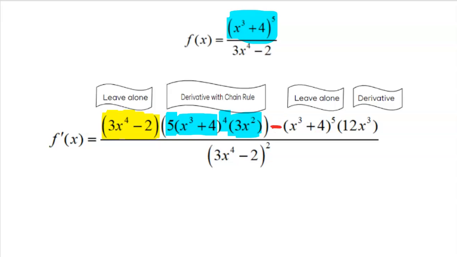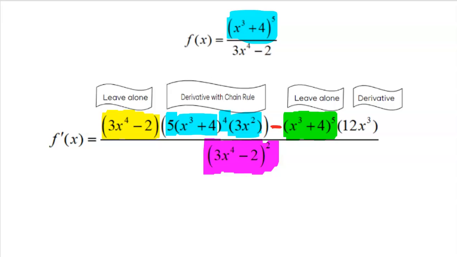This time I'm going to leave the numerator alone. That is the x cubed plus 4 to the fifth. And I'm going to multiply by the derivative of the denominator, which is actually pretty easy. 4 falls down, 12x to the third. The derivative of negative 2 is 0, so I just get 12x to the third. And then don't forget the easiest part of all of this, dividing by the denominator all squared. So 3x to the fourth minus 2, all squared. Now, that's it. I am done using the derivative rules.